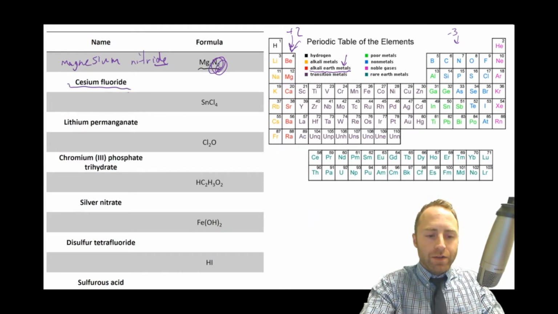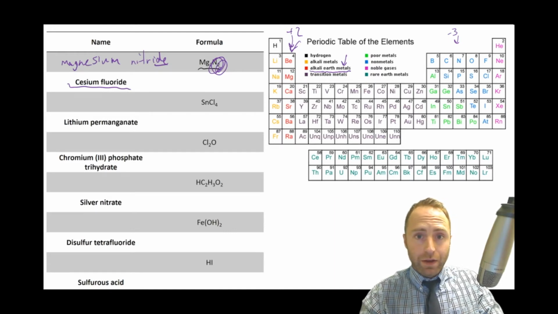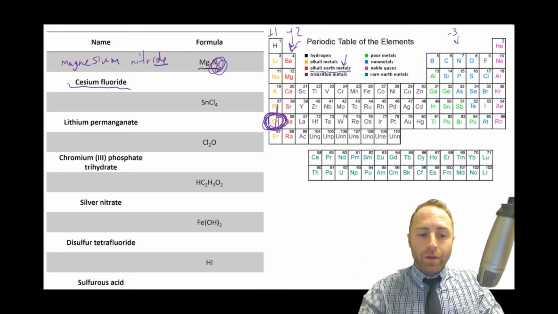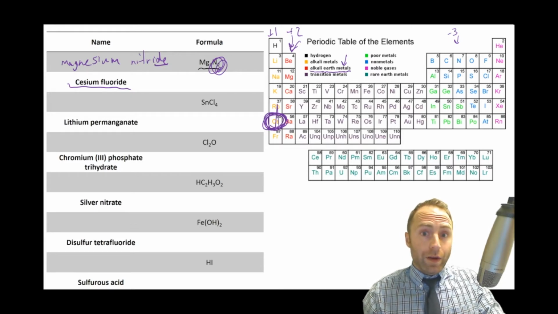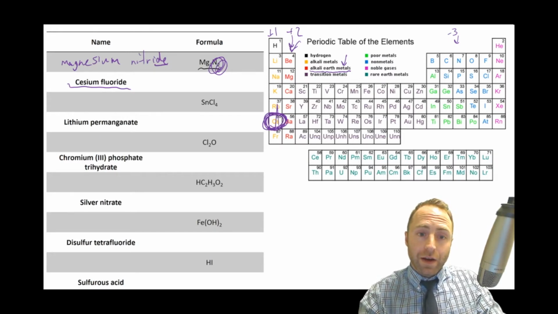We've got cesium fluoride. Let's find cesium on the periodic table. Pause the video, see if you can find it. Okay, here we go. Cesium, right there. That is that +1 on the periodic table. Okay, is this going to have multiple charges? No. Do we need to worry about transition metal naming rules now? No. So, no Roman numerals necessary.